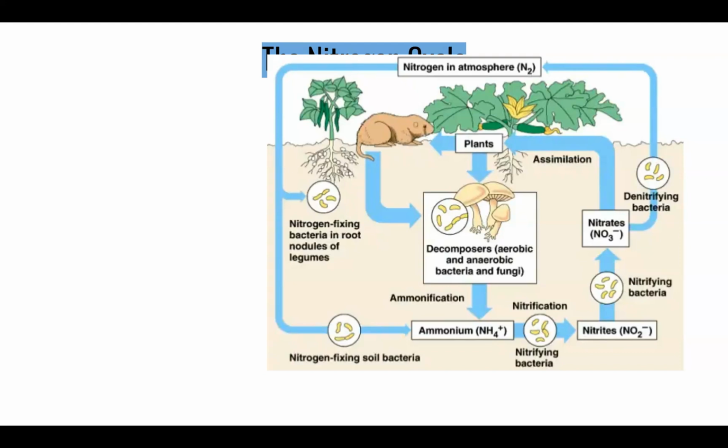And once we have our nitrates, two things can happen. The first is if denitrifying bacteria get a hold of it. If denitrifying bacteria get a hold of it, it'll go back into the atmosphere as nitrogen gas. Or it could get uptaken by plants through a process called assimilation, which is just uptake. Just plants sucking up the nitrogen from the soil.